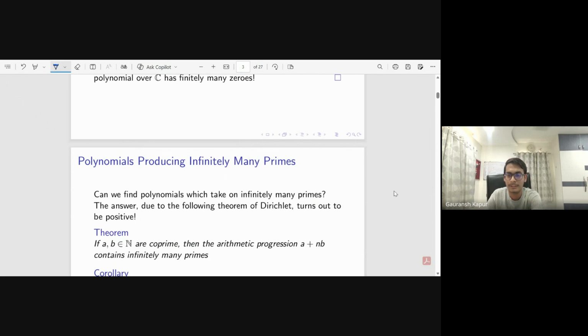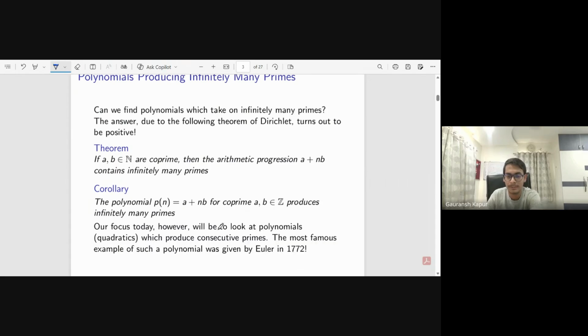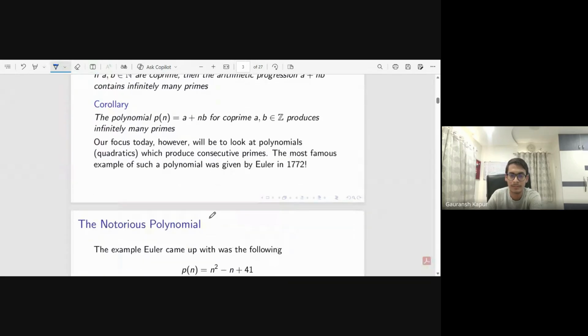From this, we can easily see that the polynomial a plus nb for co-prime a and b will give us infinitely many prime outputs. Today we look at polynomials which produce consecutive primes, and one of the famous examples of such a polynomial was given by Euler.